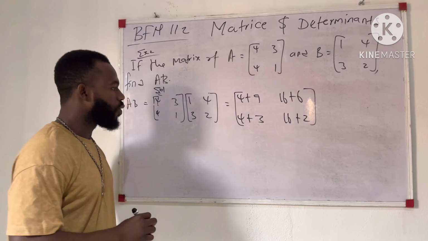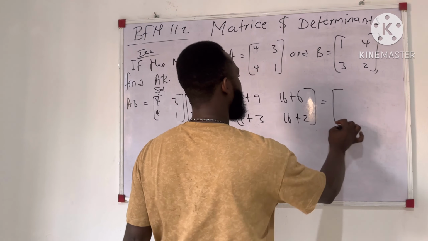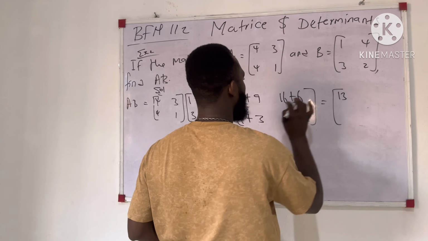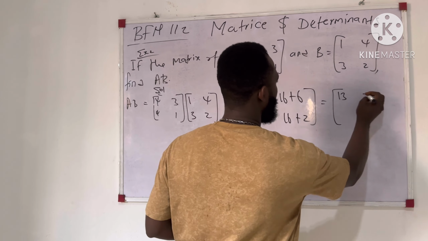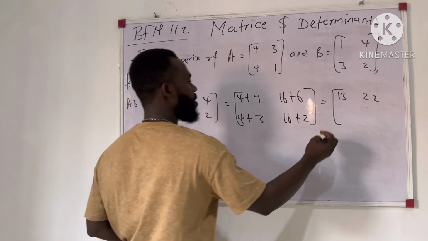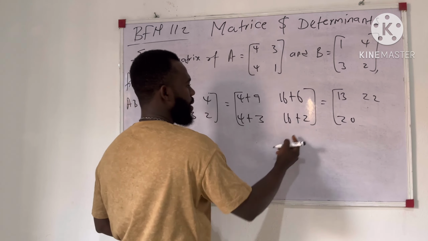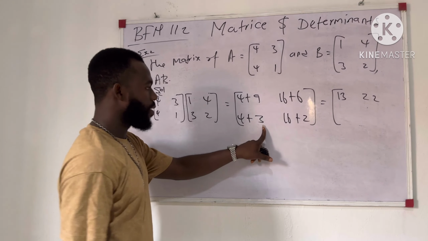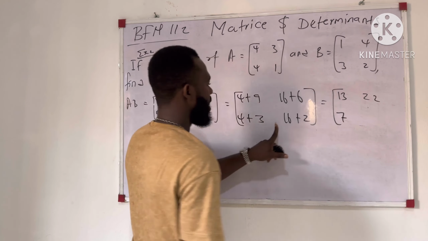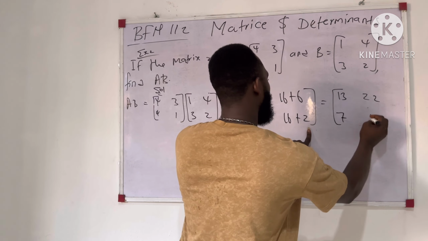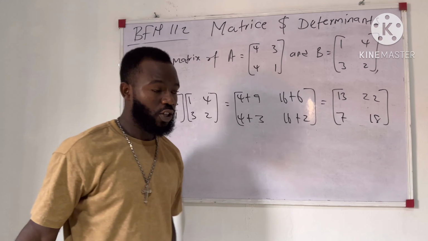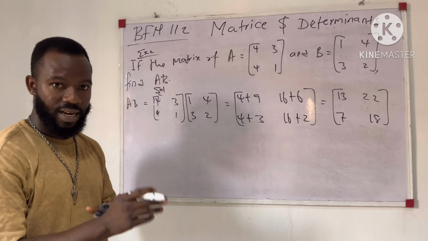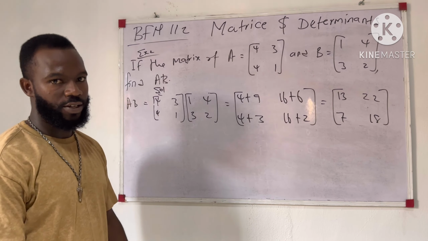All right. So when we do that, let's add. Here becomes 4 plus 9, which is 13. And 16 plus 6, which is 22. And 4 plus 16, which is 20. And 3, that was a mistake. 4 plus 3, which is 7. And 16 plus 2, which is 18. So our answer becomes 13, 22, 7, and 18. This is how it works, 2 by 2 matrix.